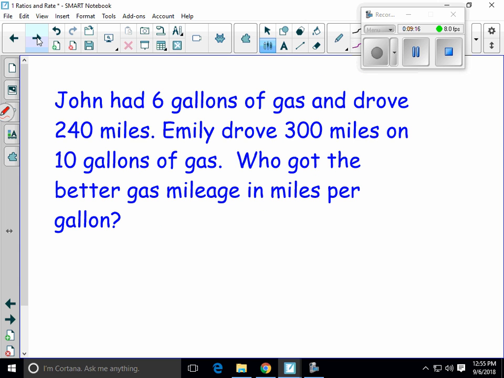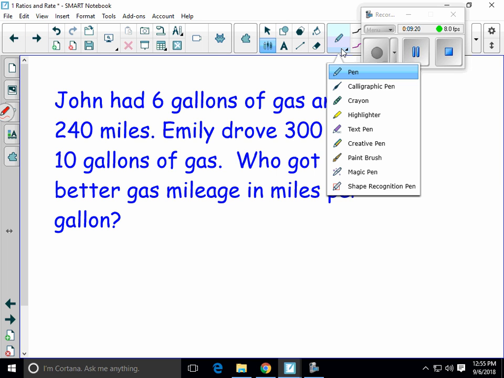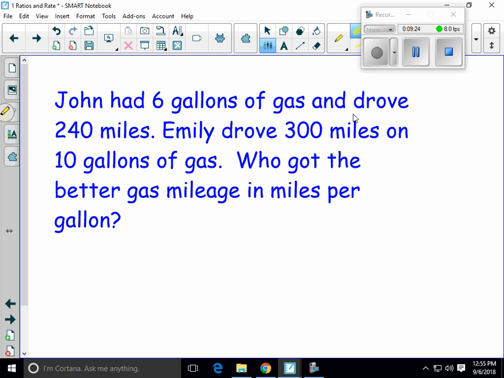Again, you're going to focus on the question to see the order that you make your ratio and the order that you divide. So here I'm going to skip all the way to the question. Who got the better gas mileage in miles per gallon? So miles should be my numerator and gallons should be my denominator. So let's see.